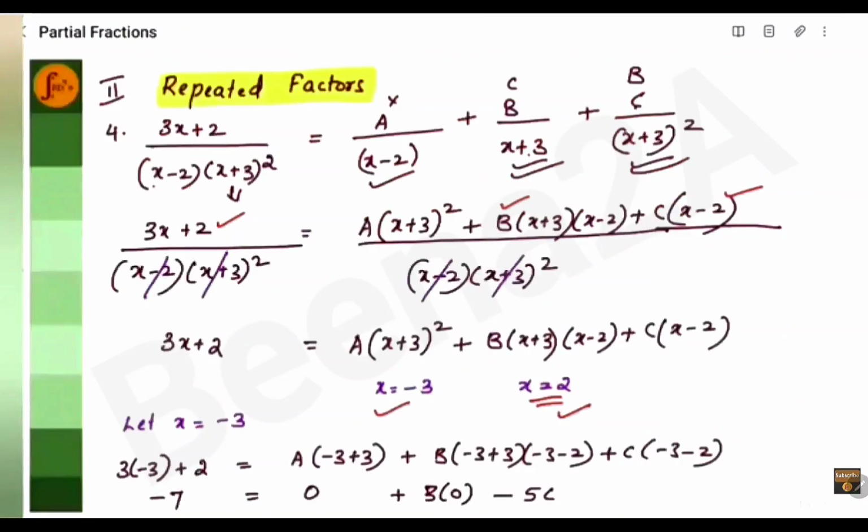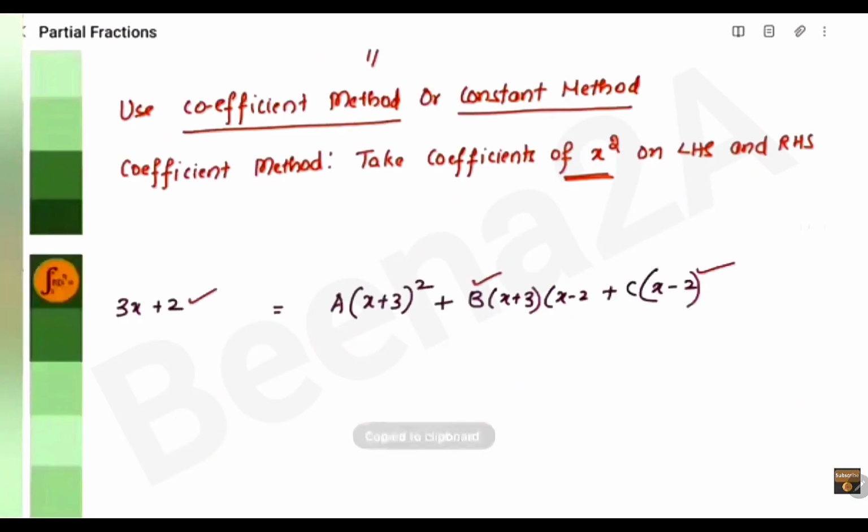Let me copy this expression there. So we'll take the coefficient of x square here. When you multiply, this is nothing but (x plus 3) into (x plus 3), correct? When you multiply x into x, you are going to get x square. What is the coefficient of x square? That is a number next to x. There is no number, means there is 1, right? So coefficient of x square is 1 here.